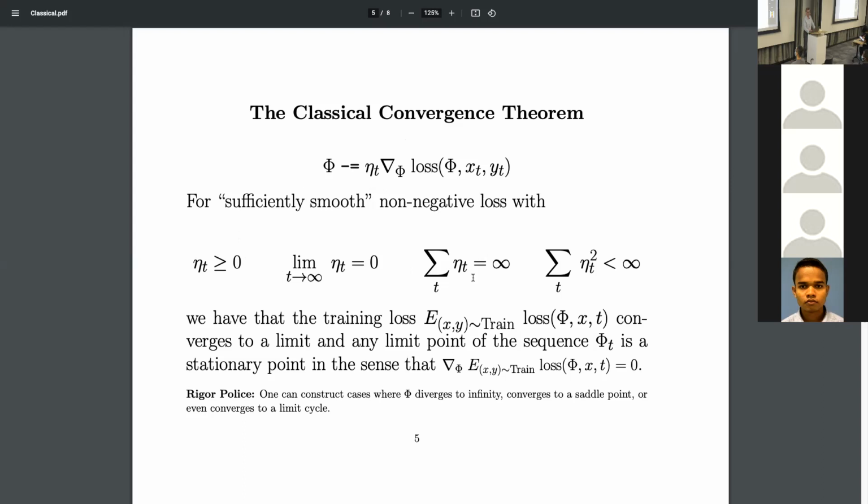So how could that be? If I took 1 over the square root of t, it's going to 0, but the integral is the square root of t, which goes to infinity. That's the standard example. So the learning rate's going to 0, the sum of all of the learning rates is going to infinity, but in the classical theorem, you require that the sum of the learning rates squared is finite.